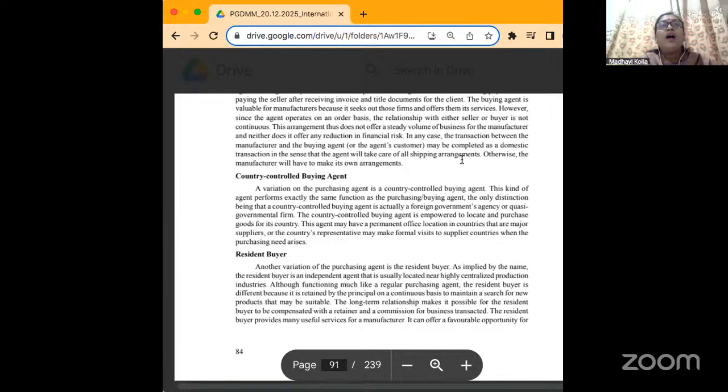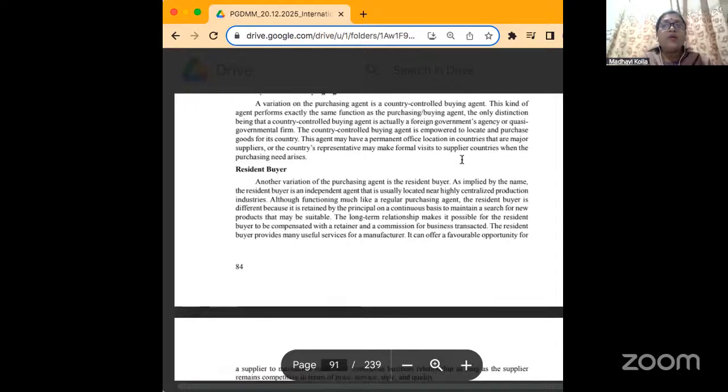So, if a large amount of imports of agricultural produce are done and your own farmers are being hit because of this, or local industries are being hit because of this, then the country may decide that the buying agents, which are representing the state or the nation, may actually reduce the level of import to a more comfortable number. Then we also have a resident buyer.